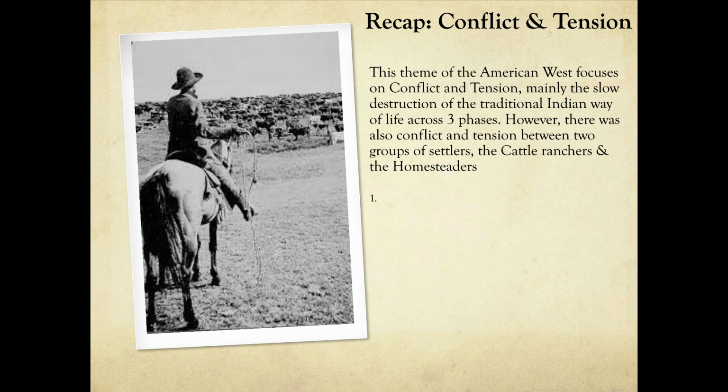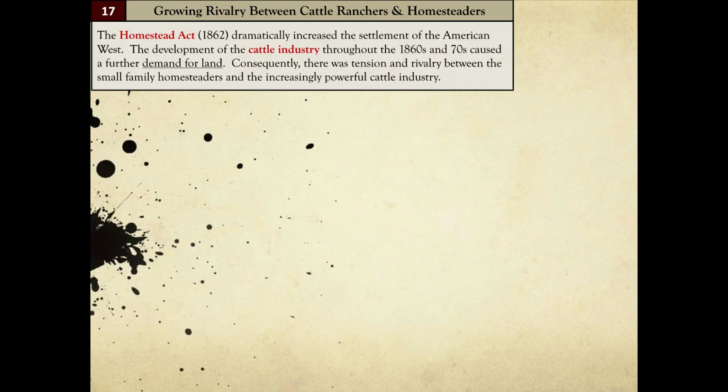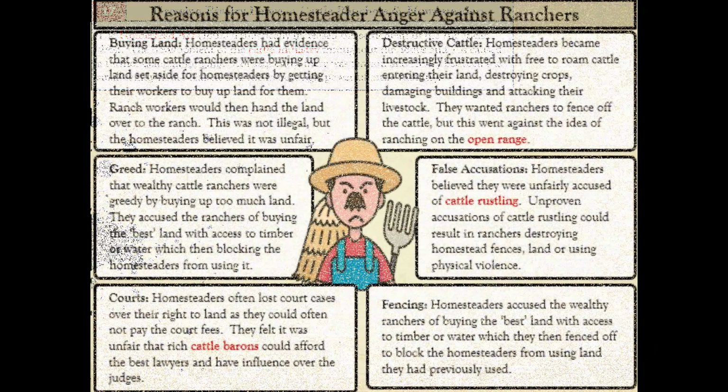On to the final thing then, conflict and tension. I've mentioned this in another video, but there is conflict and tension between cattle ranchers and homesteaders. The Homestead Act dramatically increased the settlement of the American West. The development of the cattle industry throughout the 60s and 70s caused a further demand for land. Consequently, there was tension and rivalry between the small family homesteaders and the powerful cattle barons.